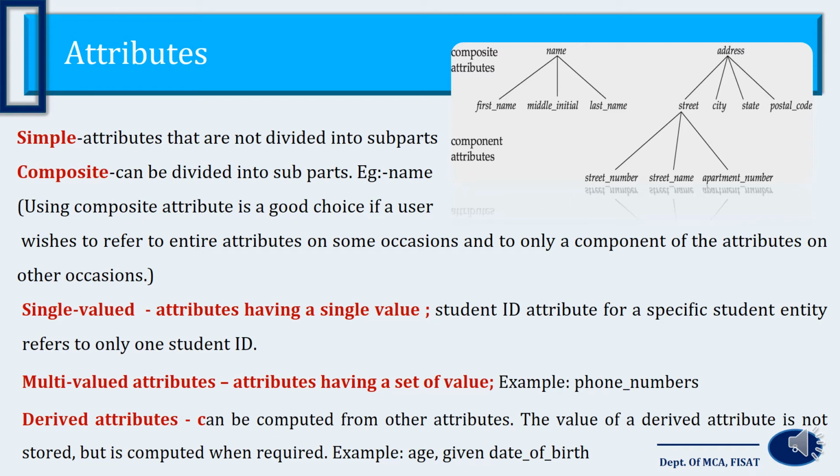Another type of attribute is the derived attribute. It is derived from other attributes; it can be computed from other attributes. So the value of a derived attribute is not stored in the database, but it is computed as and when it is required. For example, the attribute age is a derived attribute. It is calculated from the attribute date of birth and the current date. So age is not stored as such in the database. Instead, the date of birth is stored. Okay, so these are the various types of attributes.